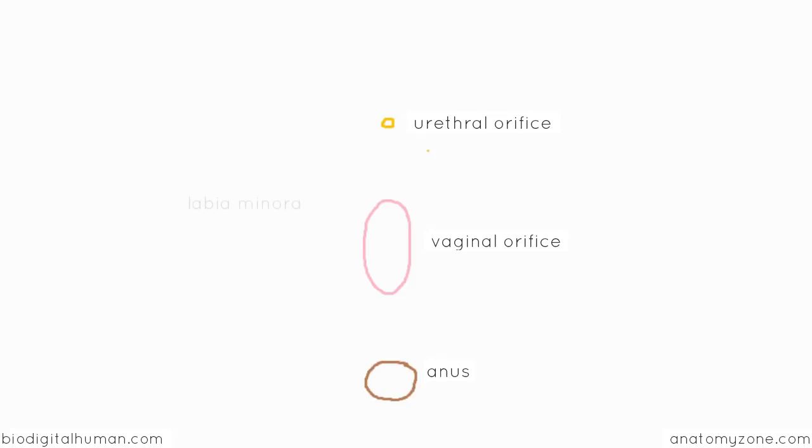Genitalia. So posteriorly we've got the anus. Anterior to that we've got the vaginal orifice, and at the front, most anteriorly, we've got the urethral orifice. So the urethral orifice and the vaginal orifice are surrounded by two thin folds of skin called the labia minora.